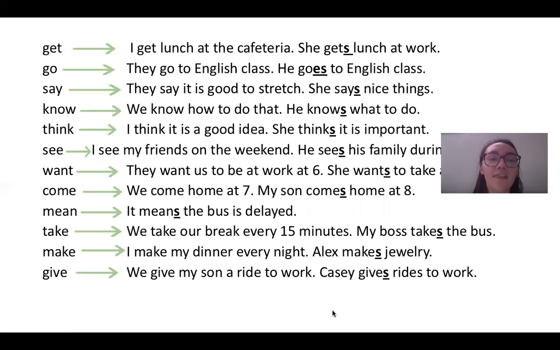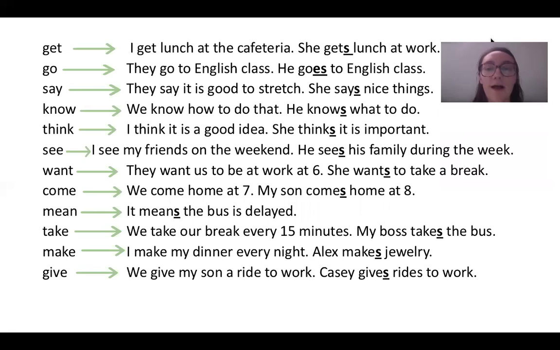So this is kind of a lot of practice to go through. But it's all the different ways that you can say these S and Z sounds. So they go to English class. You would say, he goes. So it'd be like a Z sound. He goes to English class.